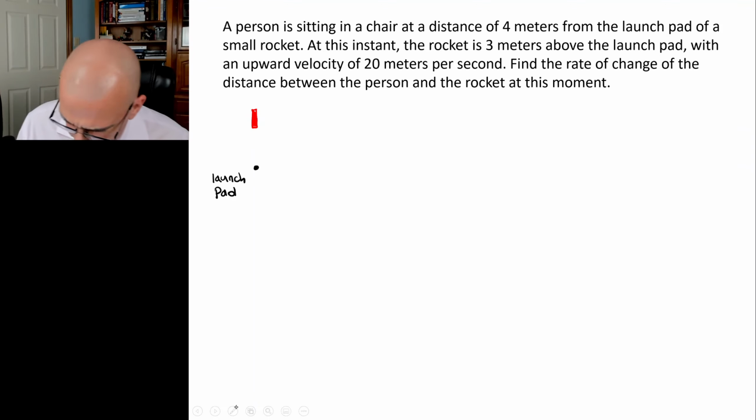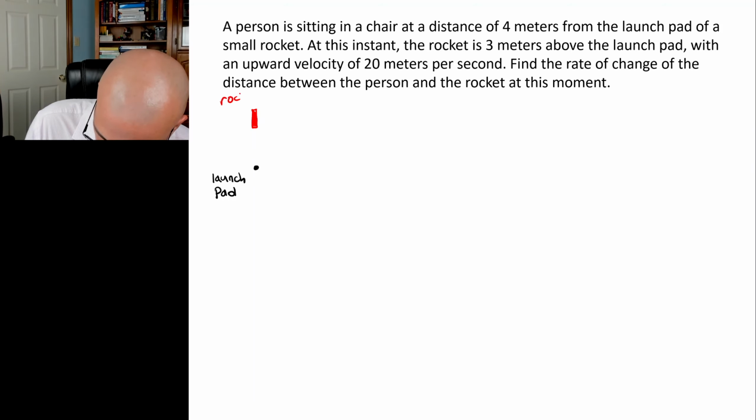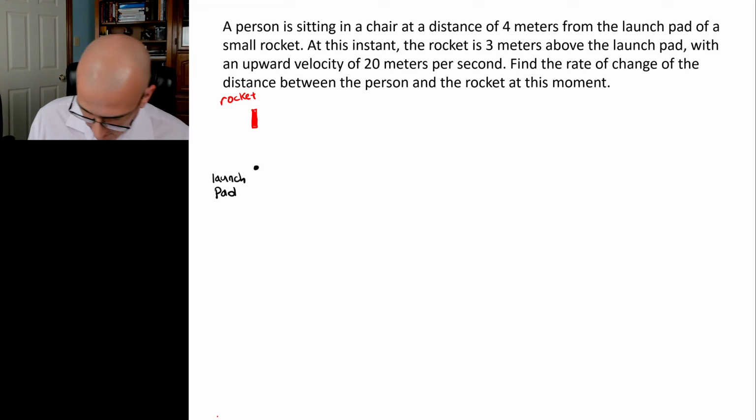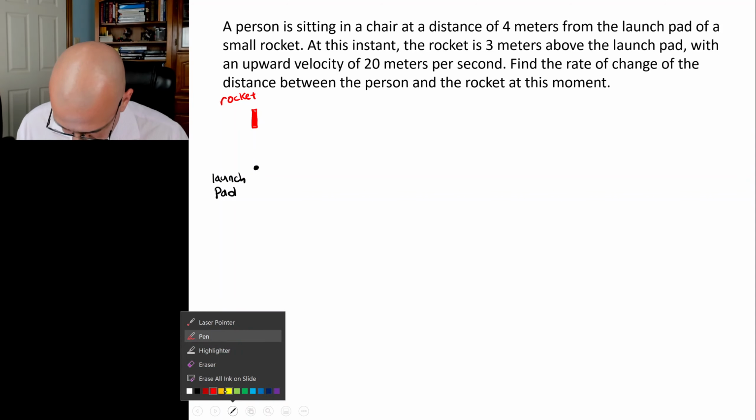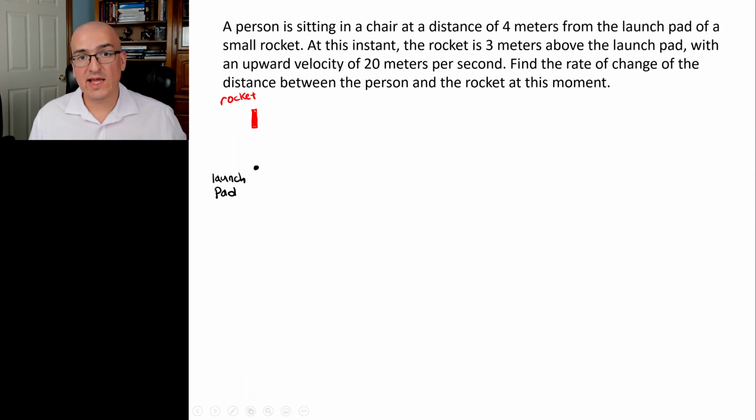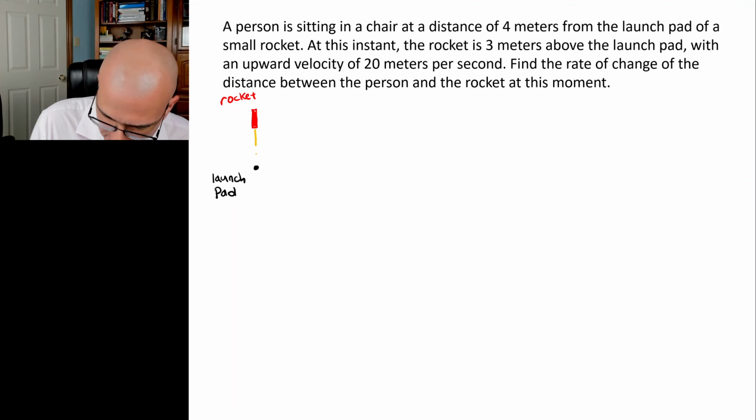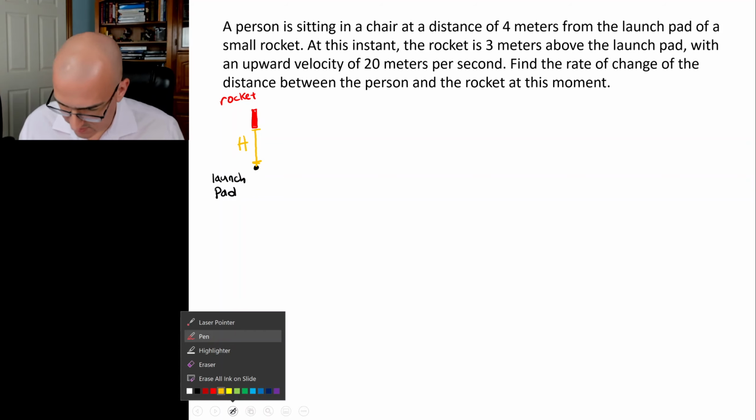Okay, so that's the rocket. And I'm gonna give a label for the distance between the launch pad and the rocket. I'm gonna call it H for height. You call it R for rocket if you want. I'm gonna call it H. Creativity is not required for your labels.